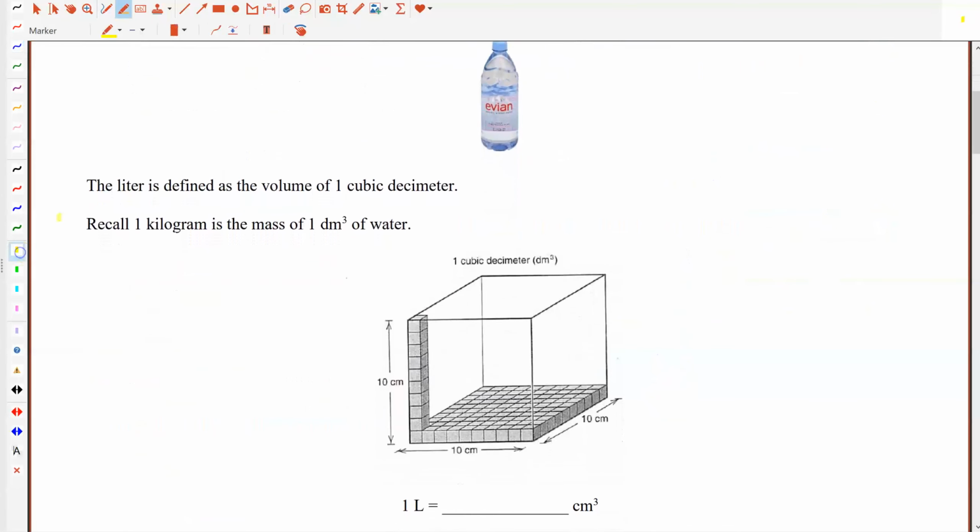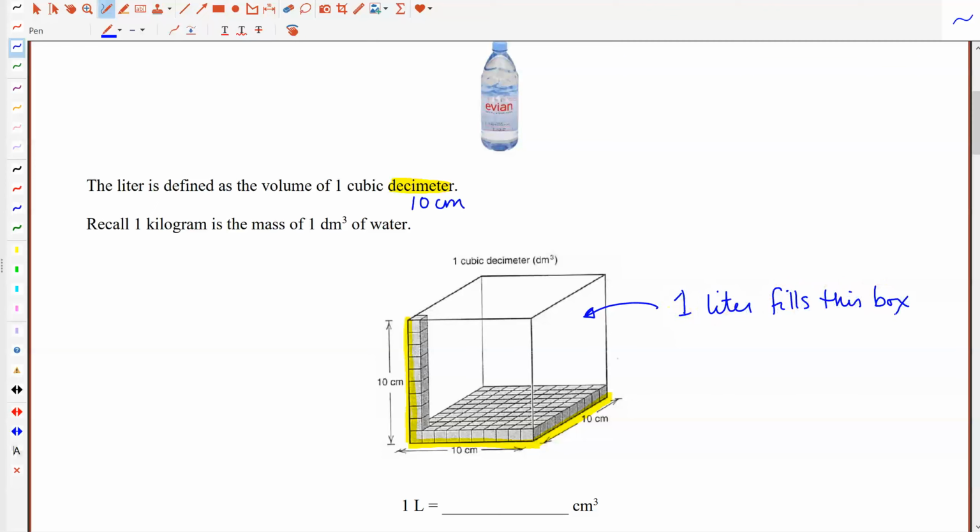And as a reminder for what a cubic decimeter is, a decimeter is 10 centimeters. If I have a cube that is 10 centimeters long, 10 centimeters wide, and 10 centimeters high, so I make a box that satisfies those dimensions, and then I take that box and I fill it with water, the amount of liquid that would fill this thing would be the liter. So 1 liter fills this box.